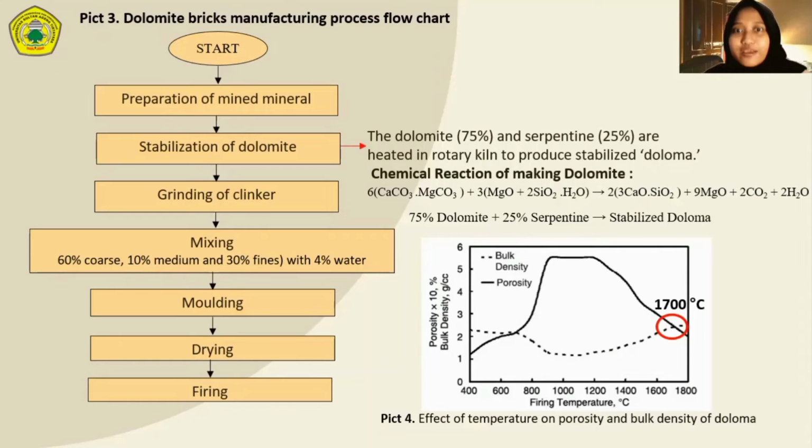The bricks are fired at 1350 to 1450 degrees Celsius and then soaked at 1450 degrees Celsius and finally become dolomite bricks.